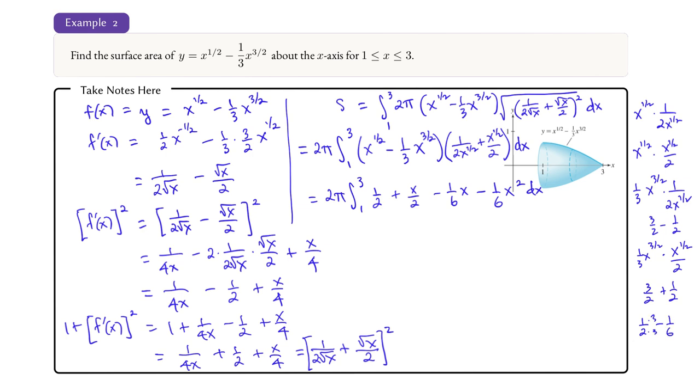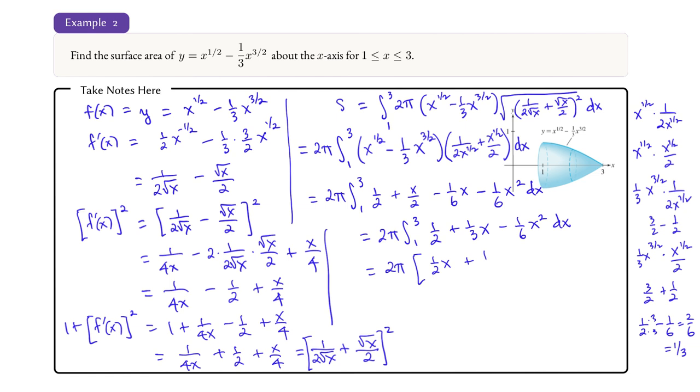We still need to combine like terms. 1 over 2x minus 1 over 6x is 1 over 3x. This integral is now 2 pi, the integral from 1 to 3, 1/2 plus 1 over 3x minus 1 over 6x squared dx. We can now find the antiderivative of each of the terms. The antiderivative of 1/2 is 1/2 x. The antiderivative of 1 over 3x is 1 over 6x squared. And the antiderivative of 1 over 6x squared is 1 over 18x cubed.